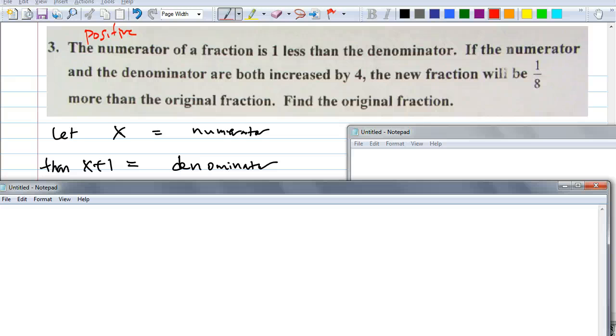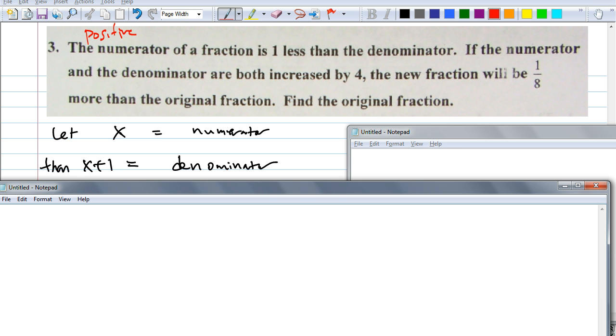Okay, so how are we going to come up with an equation? Go ahead, everybody think about this as a group. Read the rest of the problem and see if you can come up with the equation. Go ahead, help each other out, guys. So, first of all, Sabrina, it says the numerator and the denominators are both increased by 4. What does that mean? So you have like x over x plus 1.